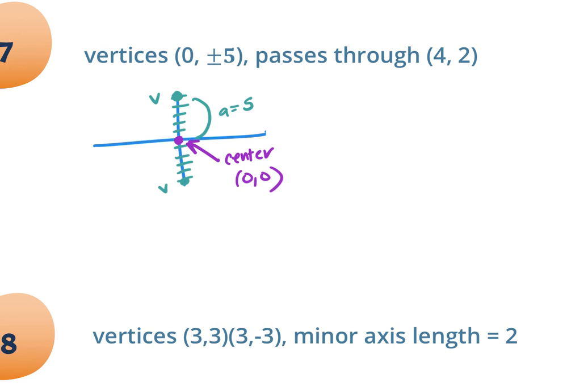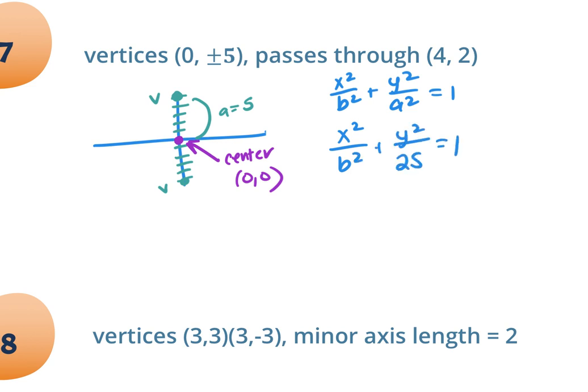What else? Good. It's vertical, which means what gets the a? The y. So it would be x squared over b squared plus y squared over a squared. And that could be reversed. The order doesn't matter, as long as the a is under the y. So I have x squared over b squared plus y squared over 5 squared, which is 25, equals 1.